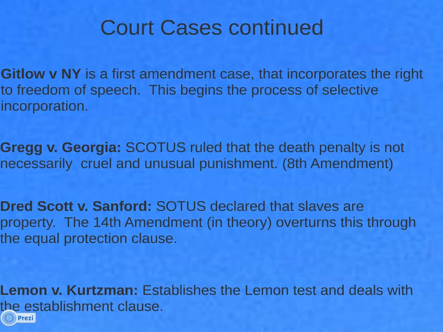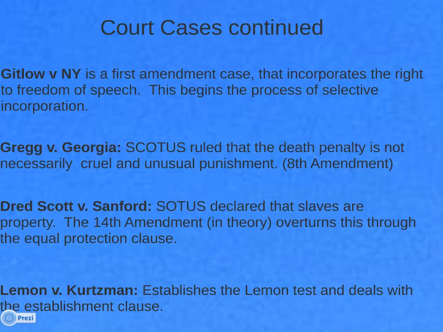All right, continuing on, Gitlow versus New York, also a First Amendment case that incorporates the right to freedom of speech. This begins the process of selective incorporation because remember the court in Barron v. Baltimore said that total incorporation was not going to happen because at that time the SCOTUS felt like the intent of the Bill of Rights was to deal with your relationship between the federal government and yourself, not the states.